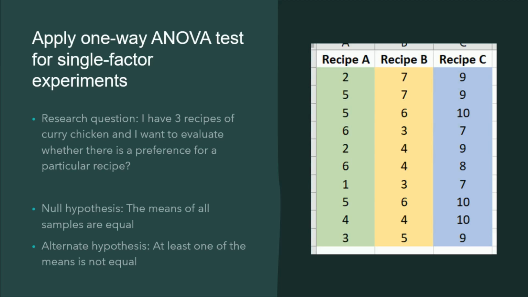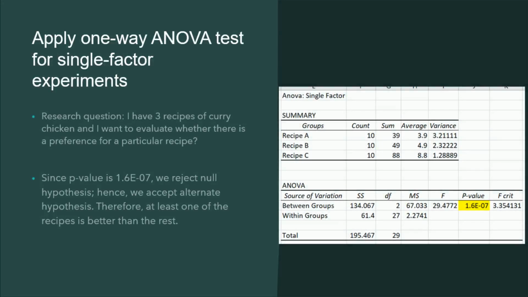The null hypothesis is the means of all samples are equal. The alternate hypothesis is at least one of the means is not equal. So let's perform the test using Excel and see the results. Our result says that since the p-value is 1.6 times 10 to the power of -7, which is incredibly small, we reject the null hypothesis. Hence, we accept the alternate hypothesis. Therefore, at least one of the recipes is better than the rest.